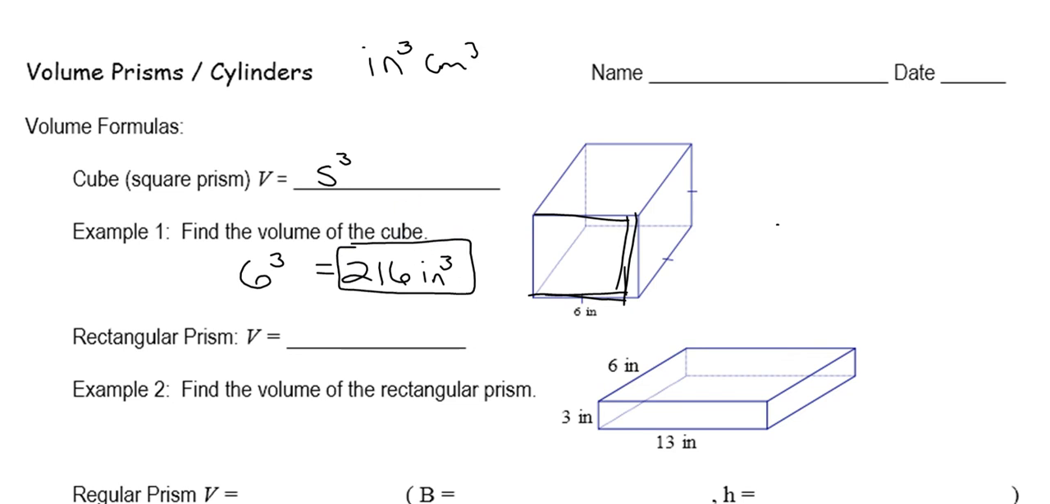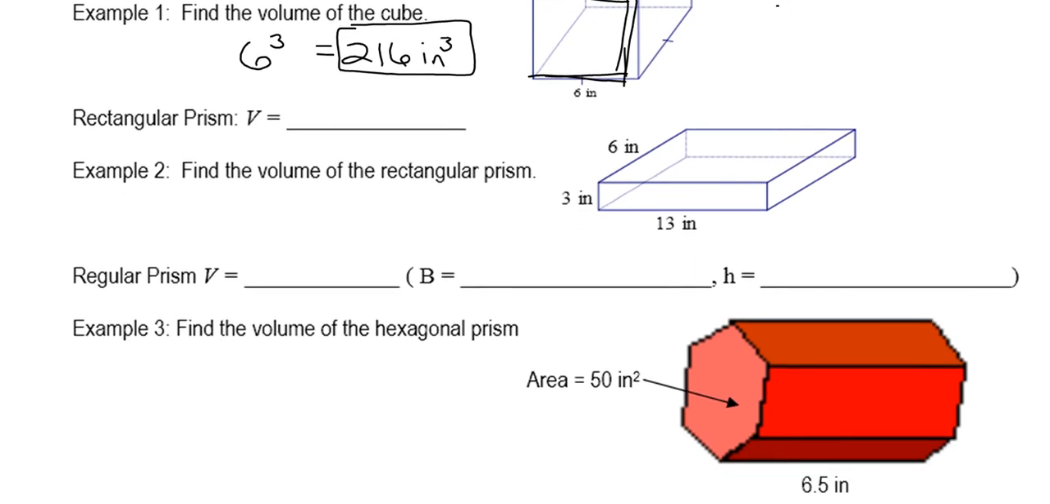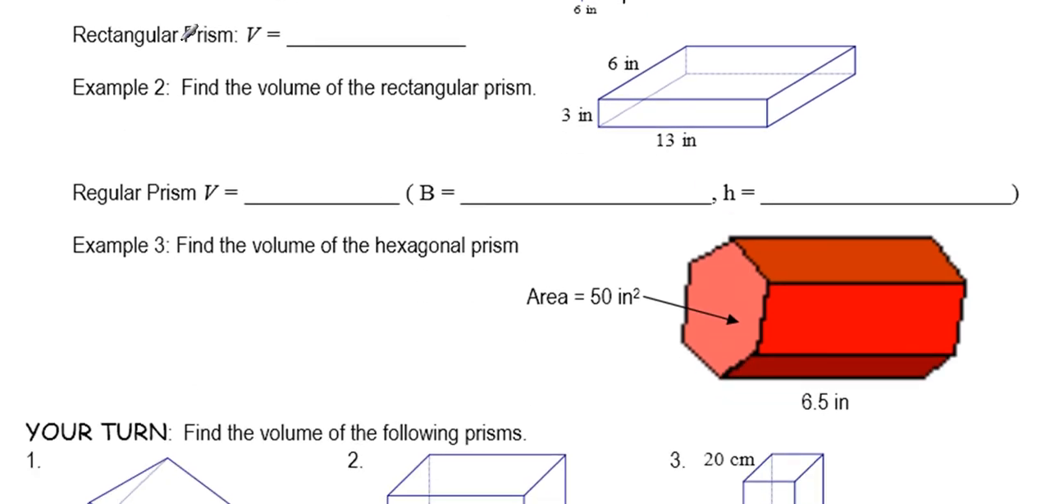The volume of a rectangular prism is going to be length times width times height. So basically you take the three values that are given and you multiply them by each other. The volume of this rectangular prism would be 6 times 3 times 13, which is a total of 234 inches cubed.